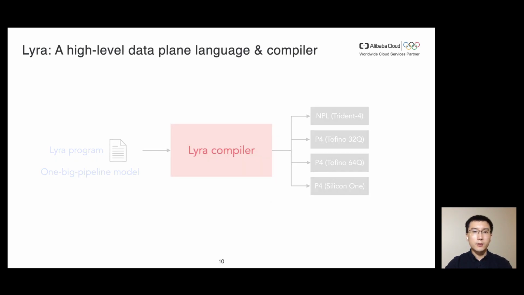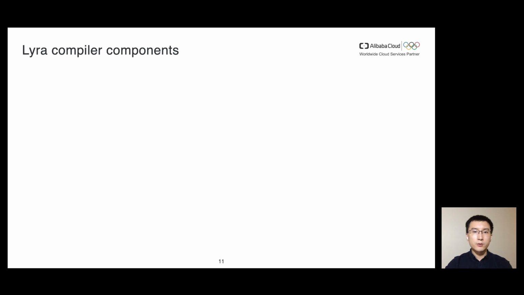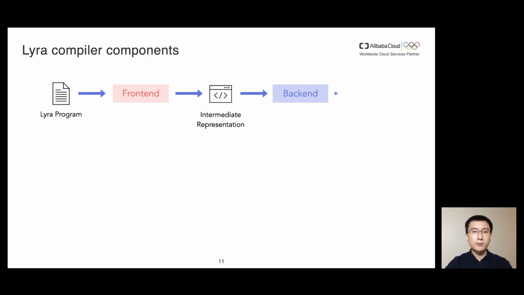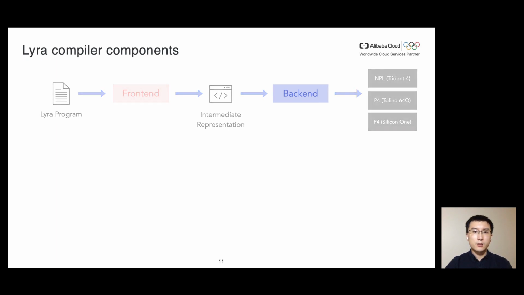Now let's see how the Lyra compiler compiles the program into the chip-specific low-level languages. The Lyra compiler has two components, the front-end and the back-end, and here is the input Lyra program. The front-end translates the input Lyra program into the intermediate representation. The Lyra backend compiles the intermediate representation into a data plane program on each switch. Let's take a closer look at the backend of the compiler.